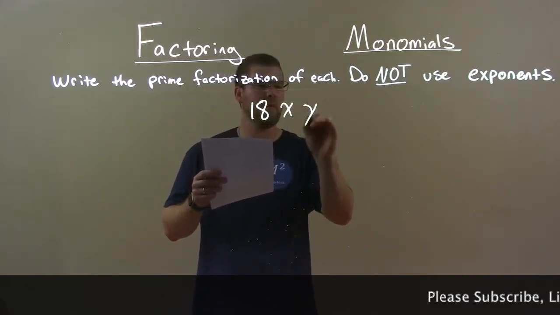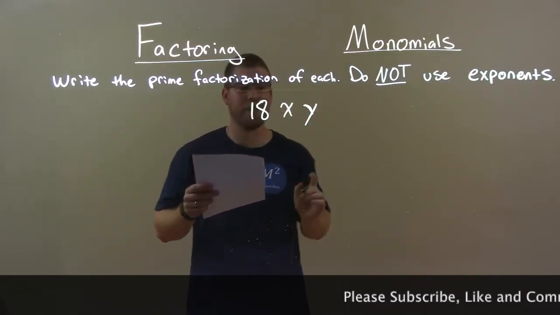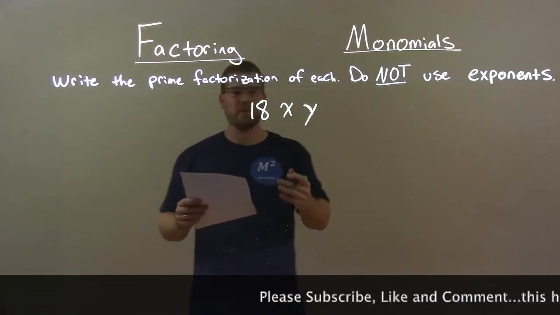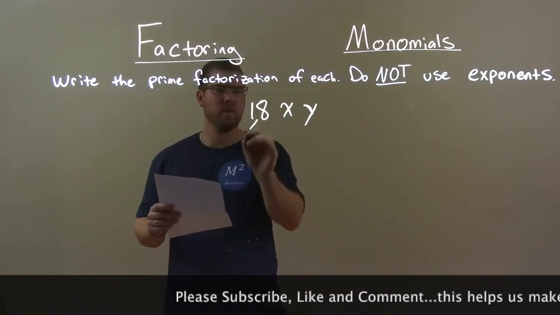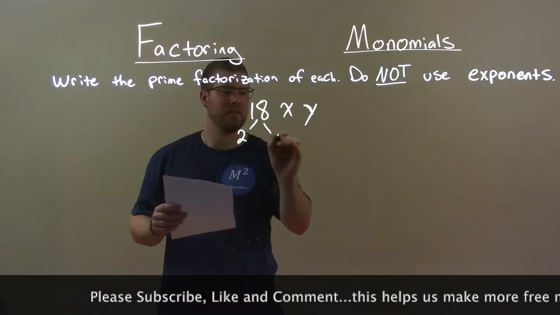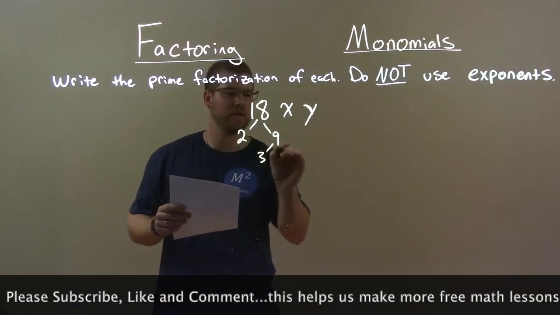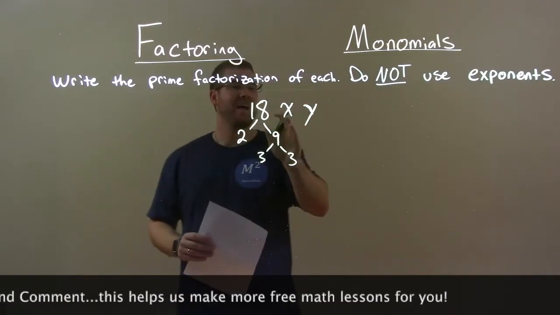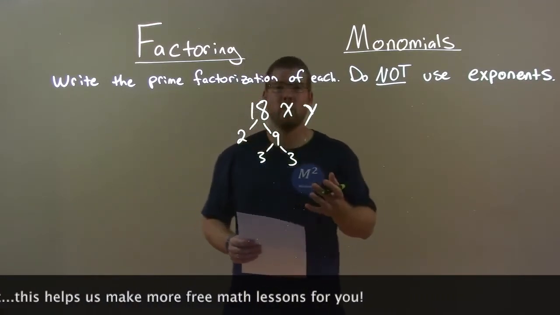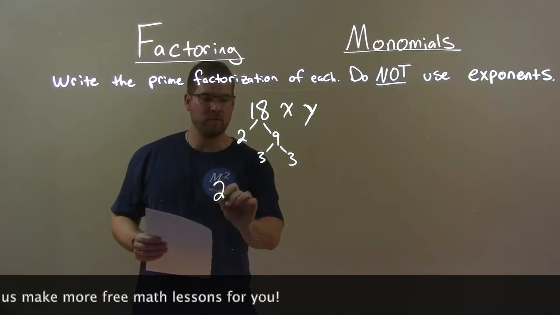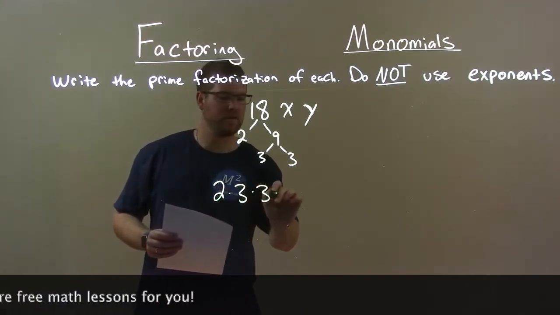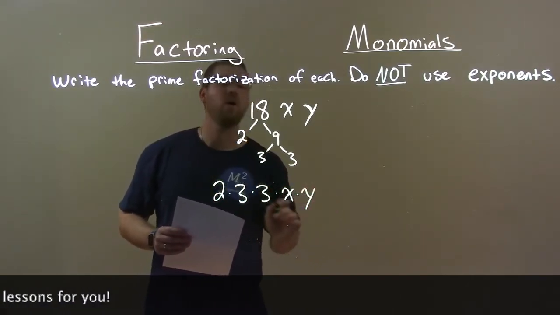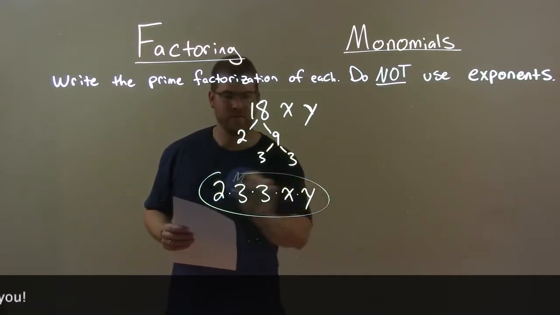18xy. There's my y. Looks kind of weird. All right. So now we need to break this down. Well, 18 we know is 2 times 9. And 9 is 3 times 3. We broke down 18 with all its prime numbers. X and y cannot break down anymore. So we're essentially done. We have 2 times 3 times 3 times x times y. And that is our final answer.